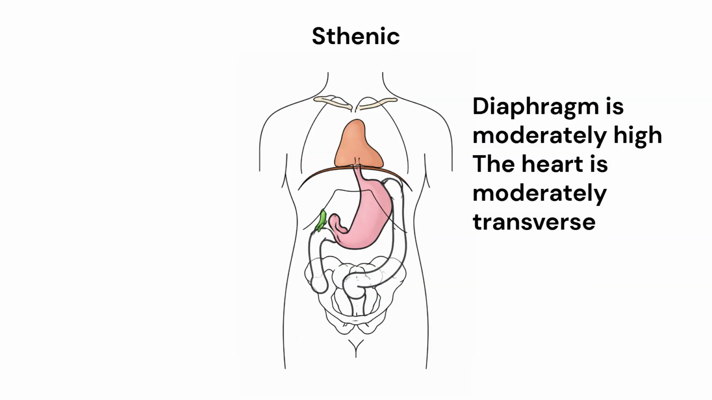The diaphragm sits at a moderate level within the thoracic cavity. The lungs demonstrate an average vertical length. The heart assumes an oblique orientation, neither excessively horizontal nor excessively vertical. Abdominal organs are positioned in a manner that aligns closely with standard anatomical diagrams.